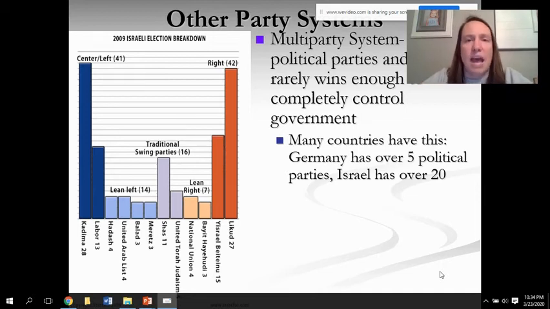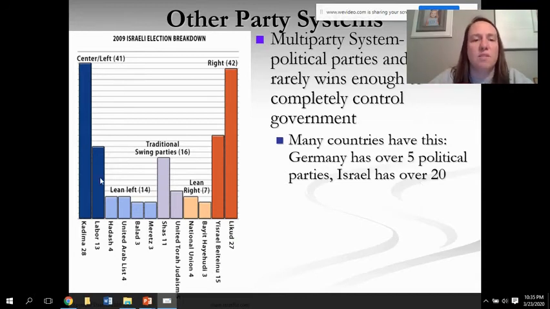These countries, that never happens. I mean, you can see right here how many different political parties there are in Israel. So many countries have this. Germany has over 5 very strong political parties. I think the United Kingdom has around 6 or 7. Israel has over 20. And so now your party might not win because there's a lot more of you, so you have less of a chance than just a 50-50 shot. But then it's more spread out.